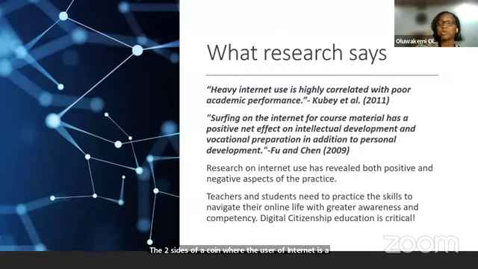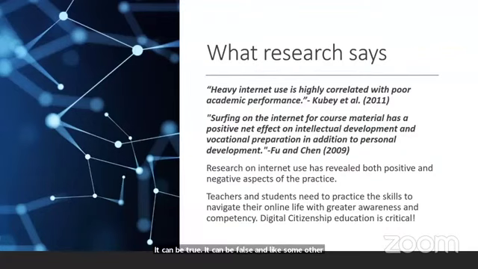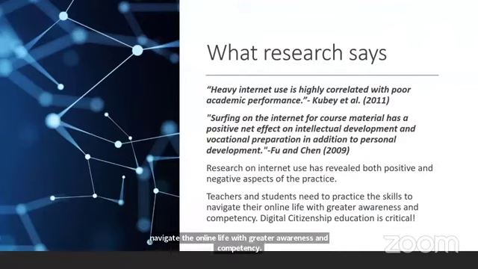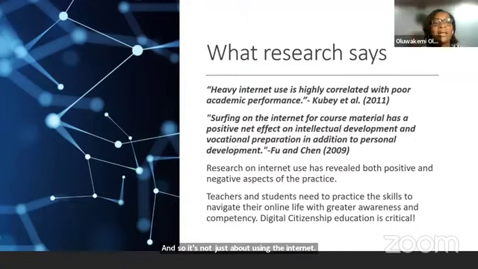It can be true, it can be false, and like some other people have said, it depends on its use, it depends on the context. So teachers and students need to practice the skills to navigate their online life with greater awareness and competency. And so it's not just about using the internet. It's really about what you are doing there.